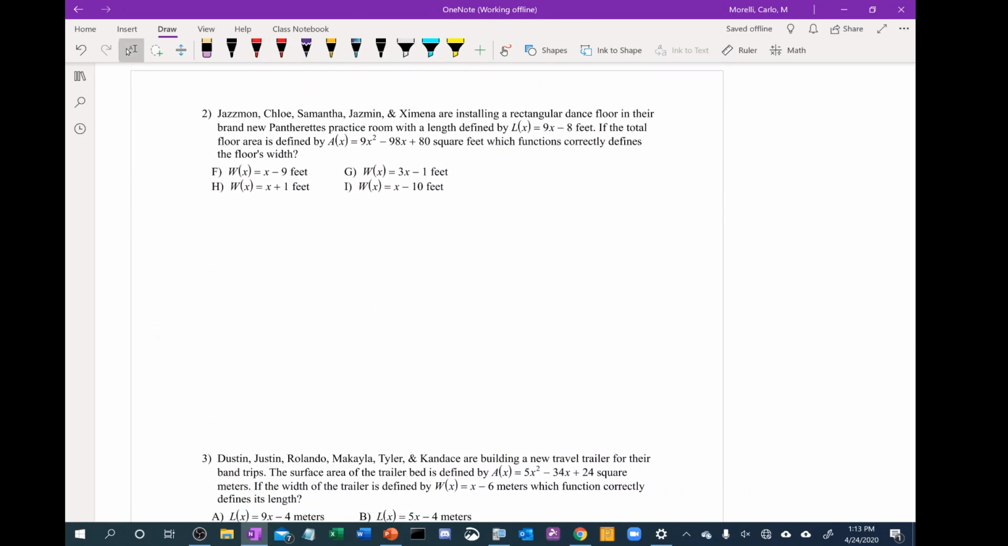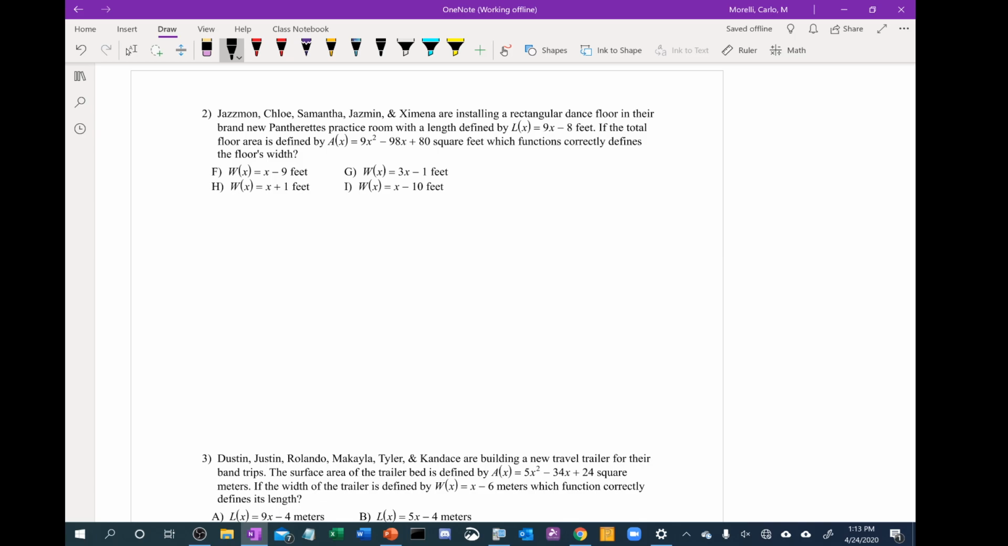Number 2. Jasmine, Chloe, Samantha, Jasmine, and Jimena are installing a rectangular dance floor in their brand new Pantherette's practice room with a length defined by L of x equals 9x minus 8 feet. If the total floor area is defined by A of x equals 9x squared minus 98x plus 80 square feet, which functions correctly define the floor's width?